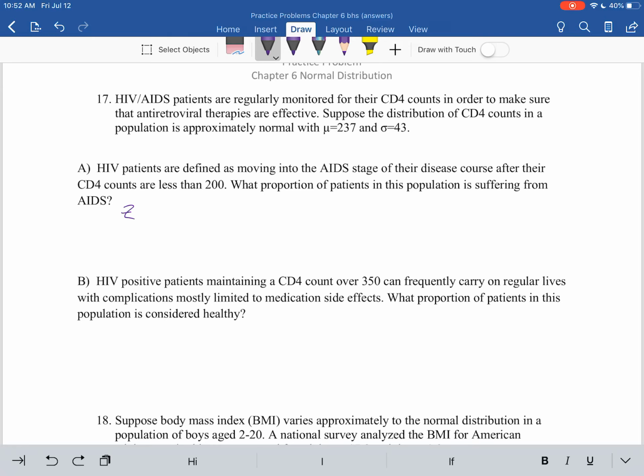Once again, hopefully you're kind of getting it. We're going to have a z. We're trying to find a z value of our patients with a CD4 count. So our x is 200 minus our mu of 237 divided by our standard deviation of 43. And that's going to equal negative 0.86. Remember, that's going to equal our z value. We're going to go to the table in the back here and find that is 0.1949 or 19.49%. So the people, our population suffering from AIDS here.